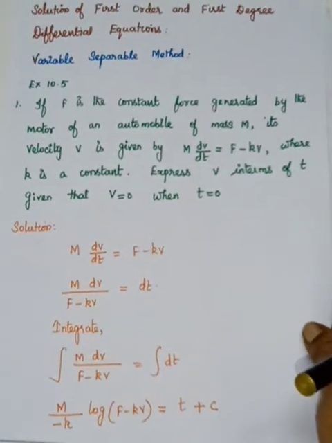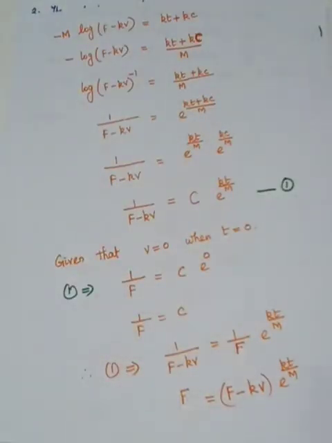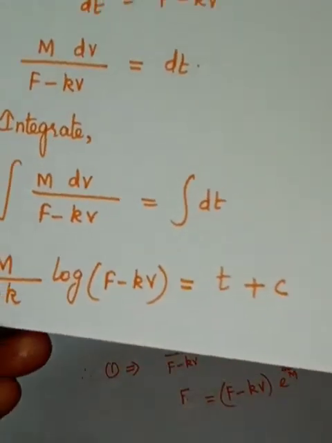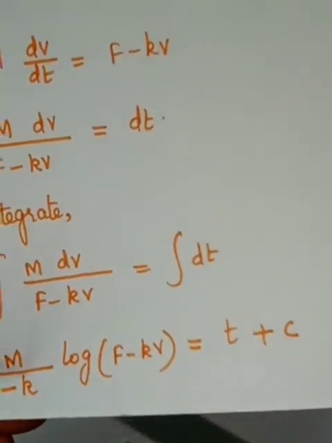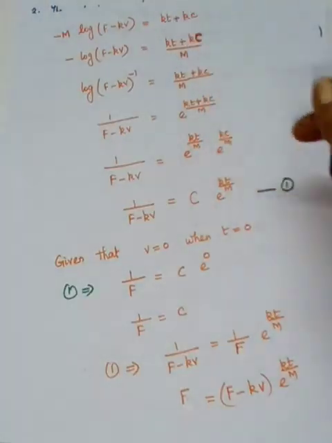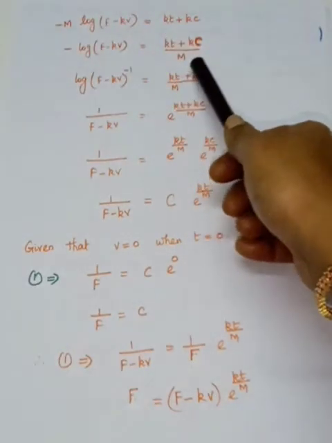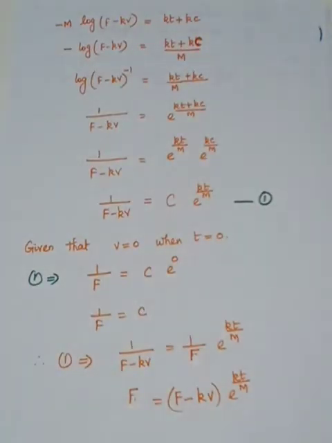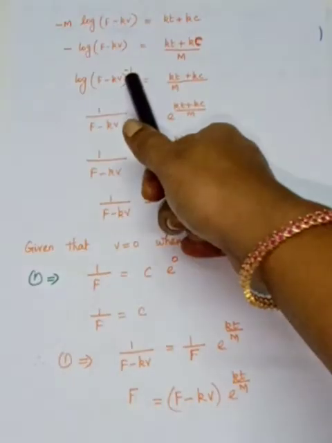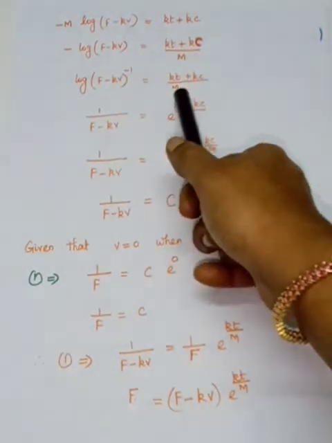Okay, so we have to arrange the expression. So it is minus m, which in the denominator I have written in the numerator: minus m. The k has to be taken to the right side, so therefore kt plus kc. And you take this constant to the next side, it will come in the denominator. The minus is in the form of m log a, so m log a means log a power m. So the minus m goes to the power, minus m log of F minus kv is equal to kt plus kc, so log of F minus kv to the power minus 1 is equal to kt plus kc by m.